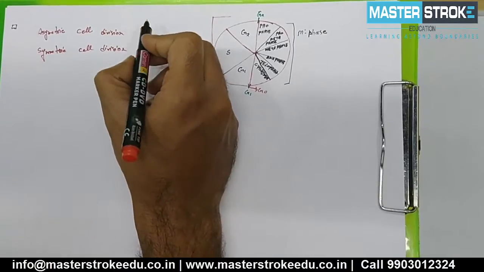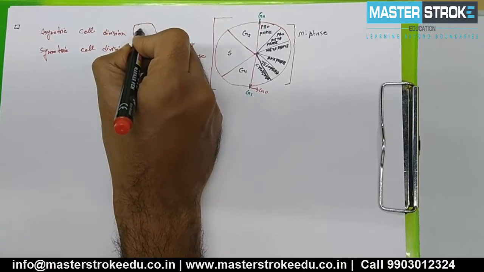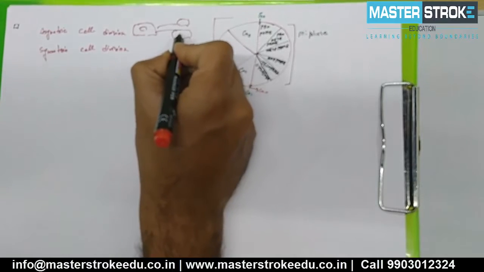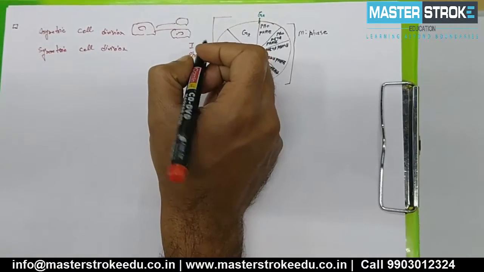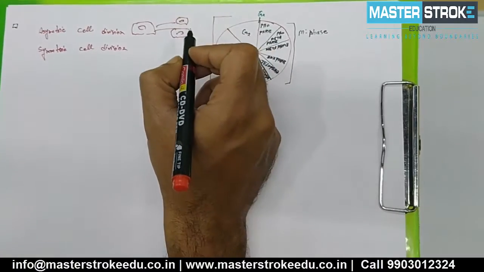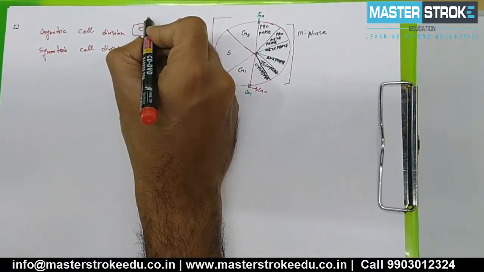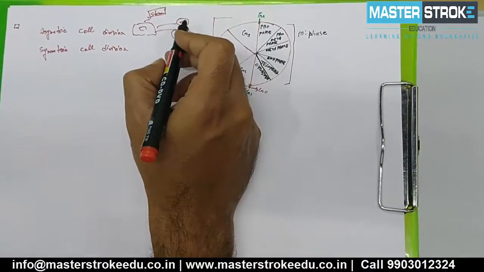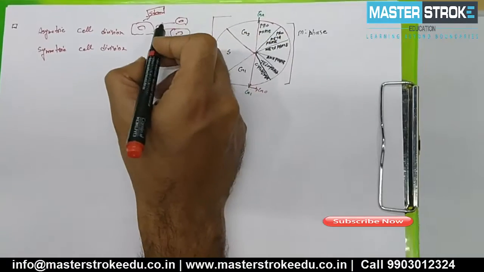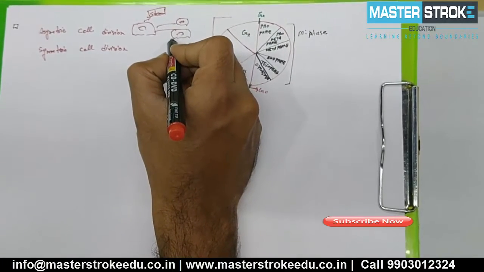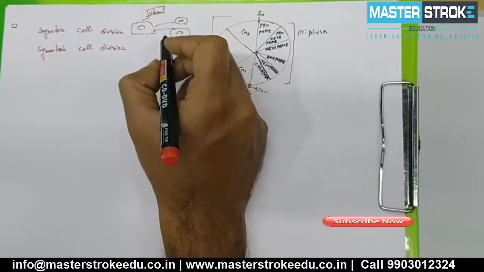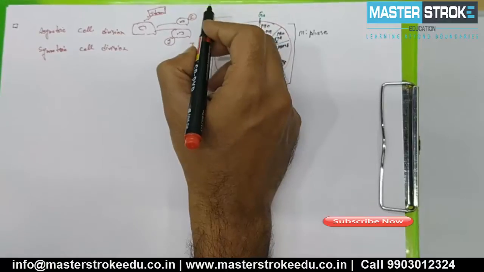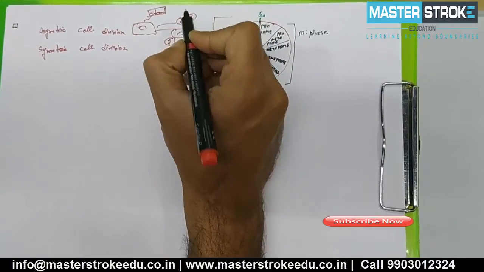Asymmetric cell division means the mother cell is divided into two daughter cells, but one cell is equal in size and shape to the mother cell, whereas the other one is quite smaller. This type of cell division occurs in stem cells. When a stem cell divides and produces two daughter cells, one of the two daughter cells has its own stem cell property, whereas the other one is a differentiated special type of cell.